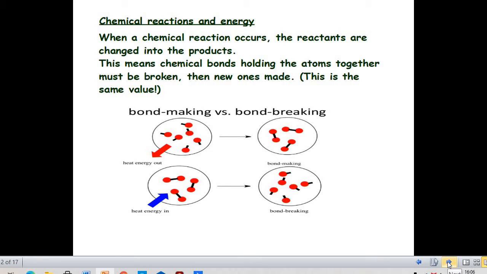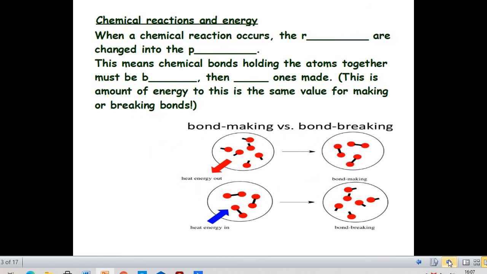So when a chemical reaction occurs, the reactants are changed into the products. What you start with are called the reactants, what you end up with are called the products. Now this diagram down the bottom here just shows you that when you make bonds, energy is given out, and when you break bonds, energy is taken in. That is something you're just going to have to know. So try and fill in the blanks from your booklet.